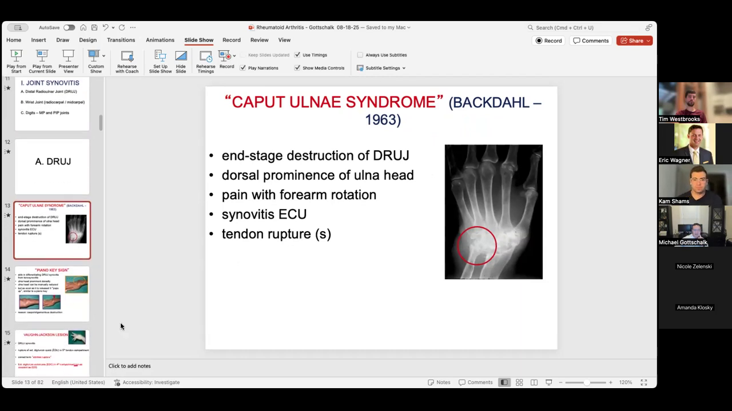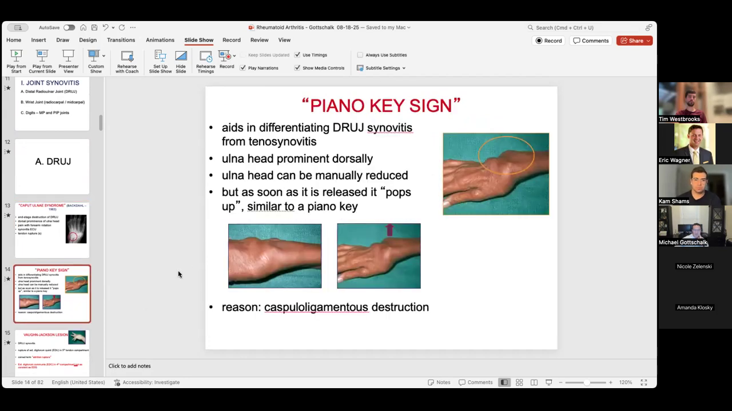So when you're examining these types of patients that have a prominence over their DRUJ, you look for what we call the piano key sign, and that's essentially where, just like a piano key, when you push the ulnar head down, it pops up like a piano key, right? And that essentially means that it's currently dorsally subluxated relative to where it should be. So this aids in differentiating DRUJ synovitis from tenosynovitis. The ulnar head will be prominent dorsally. You'll see that it can be manually reduced. But then as soon as it releases, as I mentioned, you hear this pop up similar to a piano key.